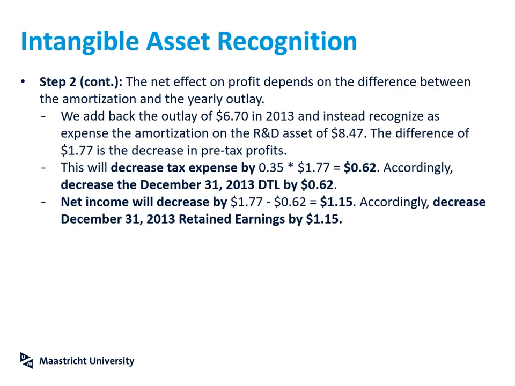The outlay is 6.7 billion, but the amortization of our R&D asset is 8.47 billion, which means that our pre-tax profit is lower by 1.77 billion, which will decrease our tax expense by 0.62 billion, and on our balance sheet will decrease the DTL by 0.62 billion. And we see the same then for the net income, where net income will decrease by 1.15 billion, and accordingly on our balance sheet we will decrease retained earnings by 1.15 billion.